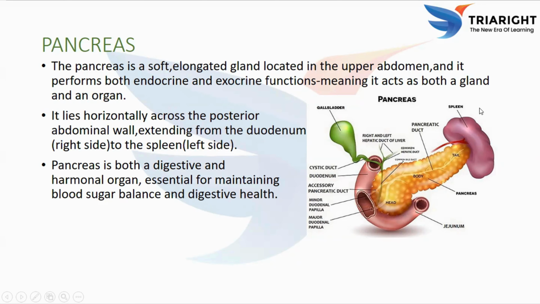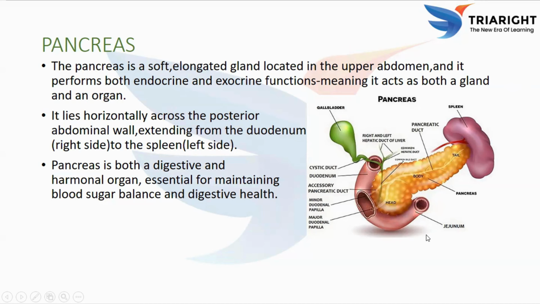Now look at the picture. You can find the head of the pancreas in the yellow color, the body of the pancreas, and the tail of the pancreas. In between the head and body, you can find the neck of the pancreas. So the pancreas has four main parts. What are they? Head, neck, body and tail. Right? So coming to the head, it's the broadest part.